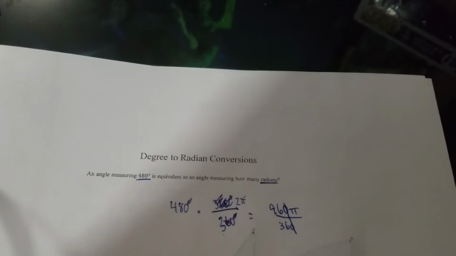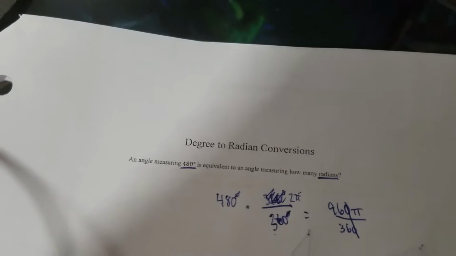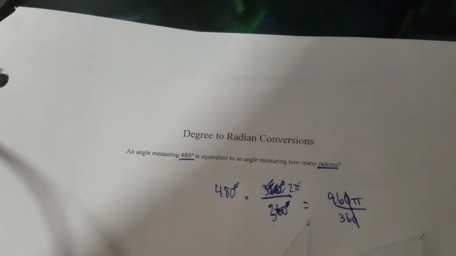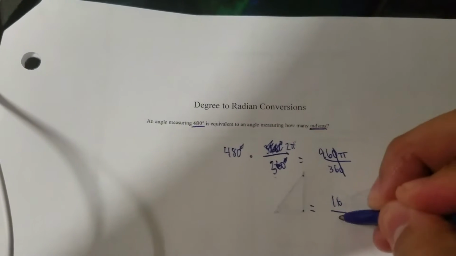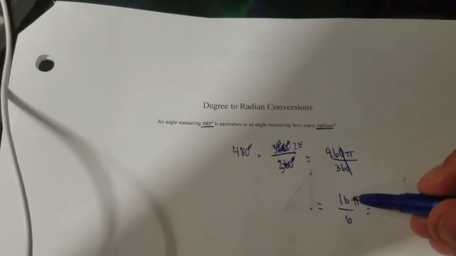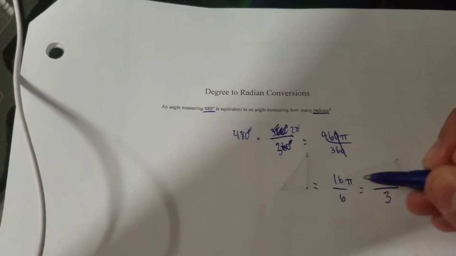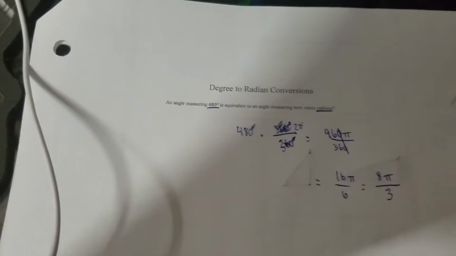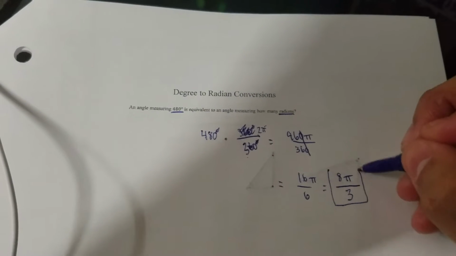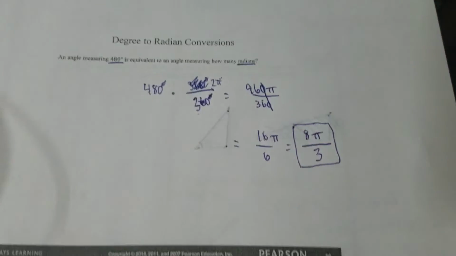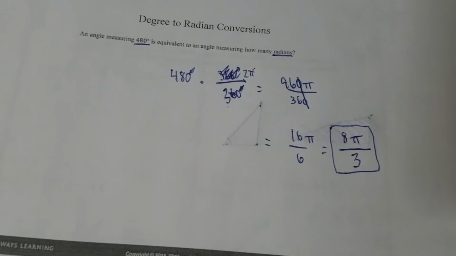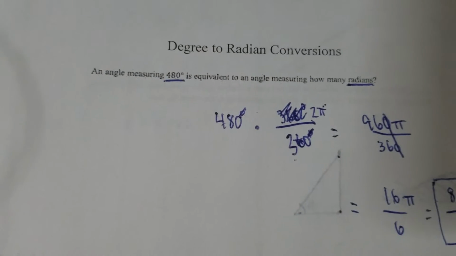This would be 16 over 6 pi, which I can continue to reduce. Divided by 2, this would be 8 pi over 3. You're going to have the calculator, so don't even worry about it. So 8 pi over 3, and that's all it is. The only thing is, had I been starting with radians, then the 2 pi would have been on the bottom, and the 360 would be on the top. That's the only difference.